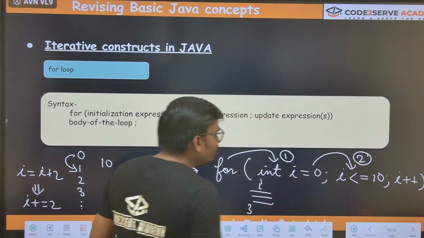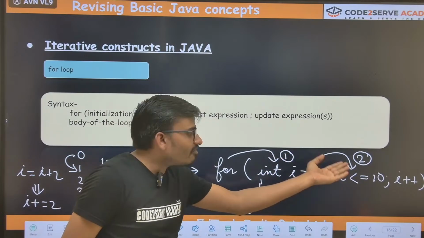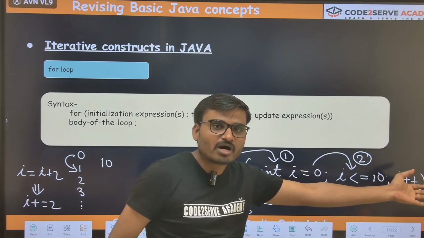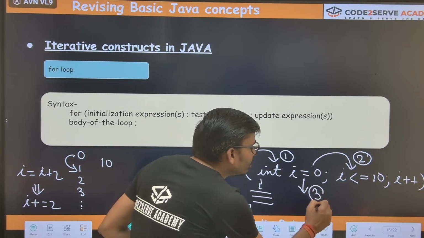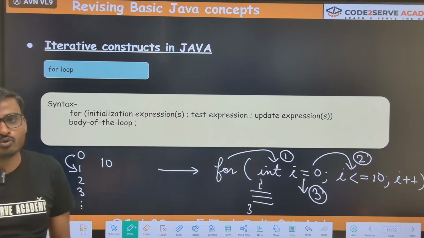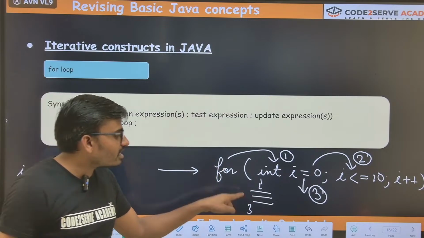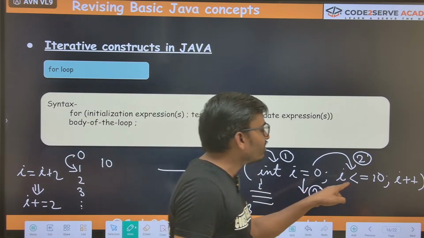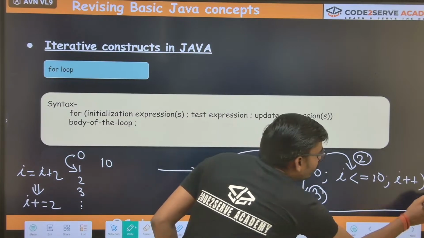So first control will go to the first part, then it will go to the second part, and after that it will not go to the third part. Instead it will go inside the body of the for loop. When every statement is executed, then after the last statement it will go over here.